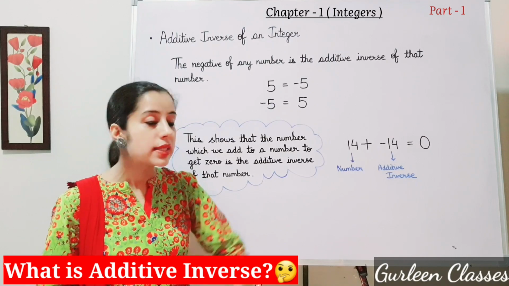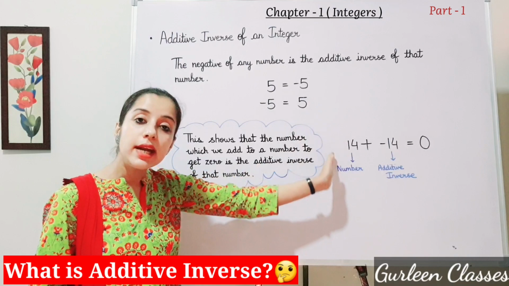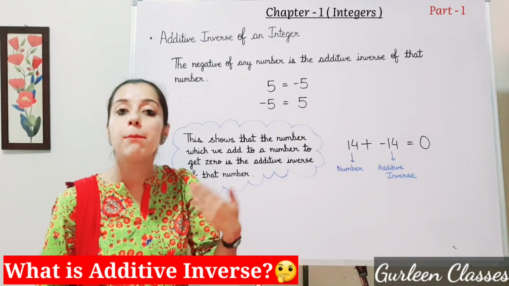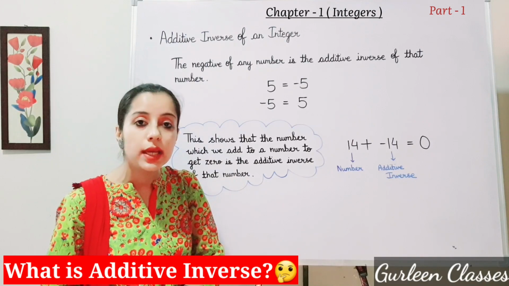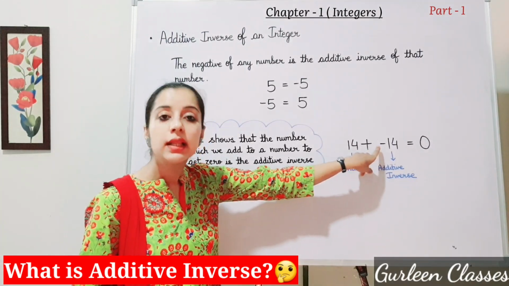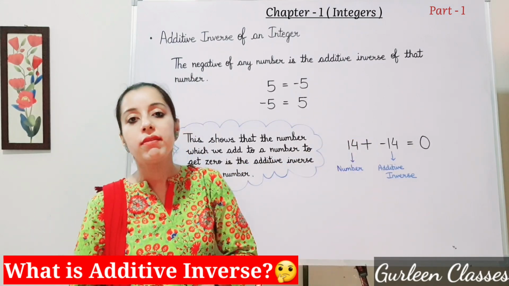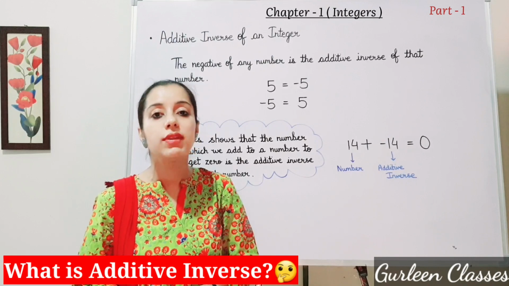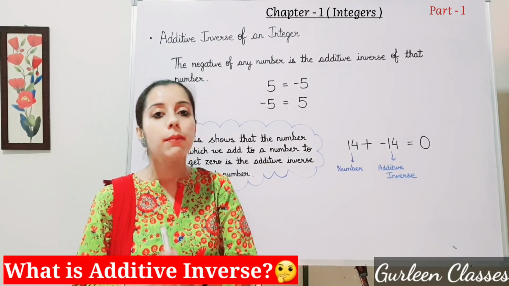If you have a number, that is 14, plus the additive inverse of 14, which will be minus 14, and if you add them it will be 0. As we know that plus minus is minus, then 14 minus 14 will be 0. Additive inverse is simply the changing of the sign. Plus will become minus, minus will become plus.